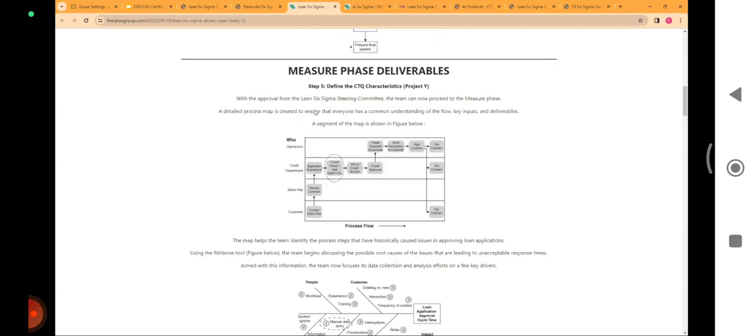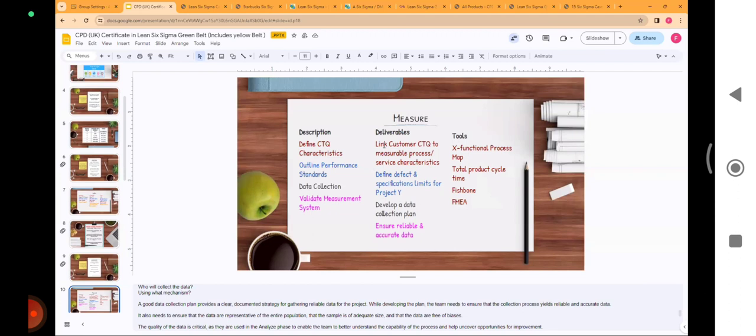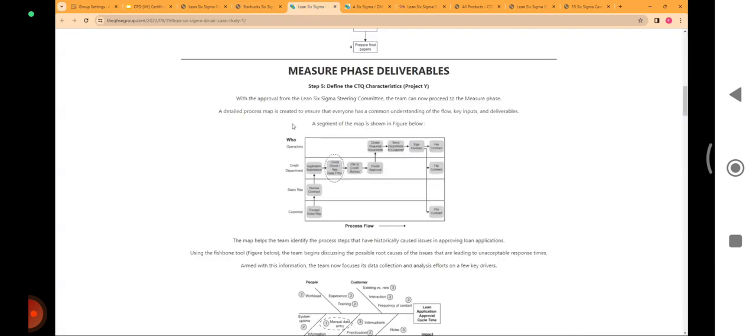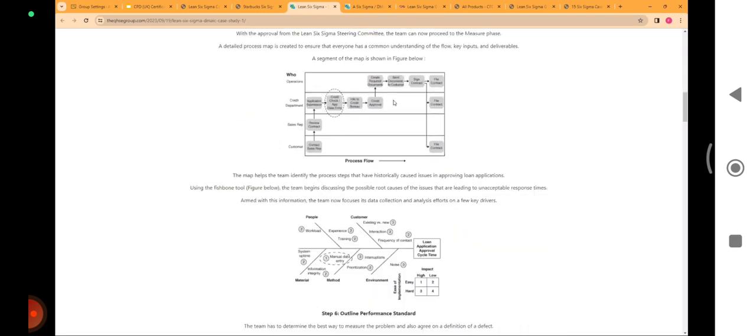So here, with the approval from the Six Sigma Steering Committee, the team can now proceed to the measurement phase. This is what they're doing here. They are now linking what the customer needs to a measurable process, translating the voice of the customer to the voice of the process. A detailed process map is created to ensure that everyone has a common understanding of the key flow inputs and deliverables, because this is the detailed process map that you are going to have your Kaizen events on. This is also when you collectively, as a team, identify those critical characteristics which are historically causing problems.